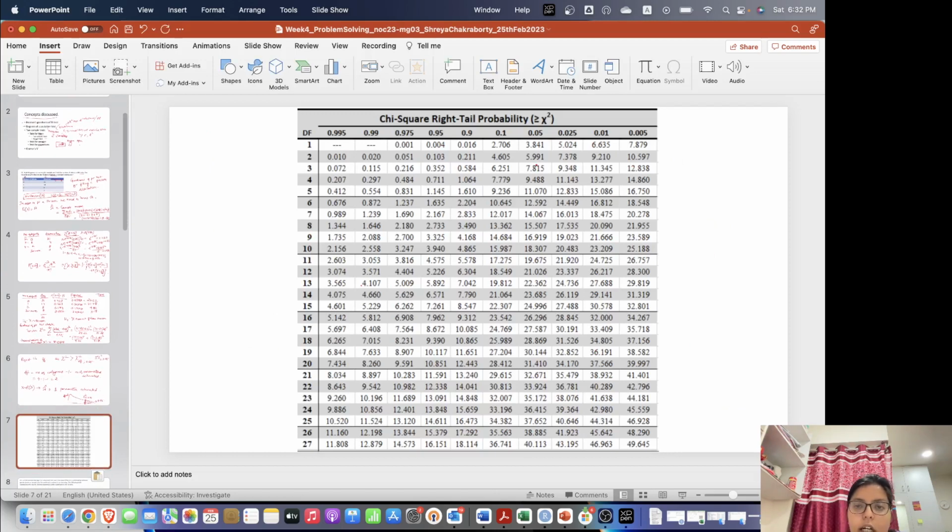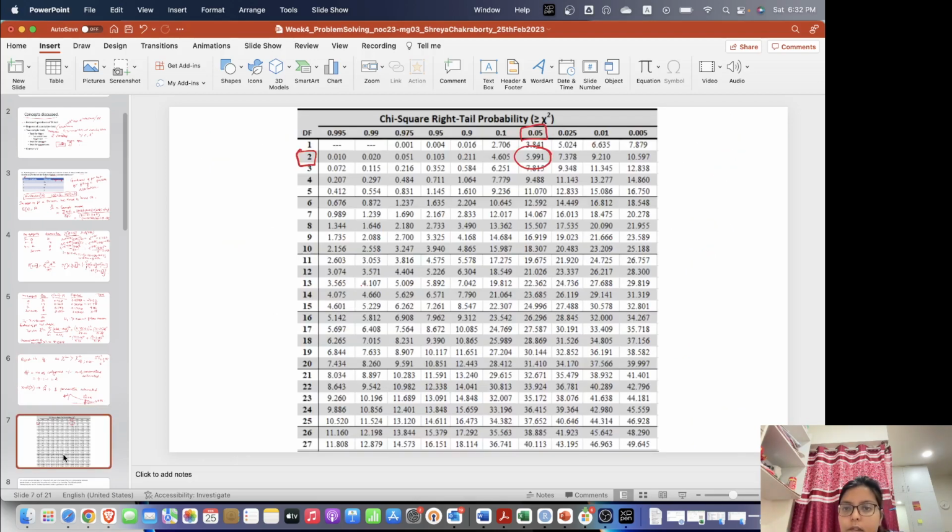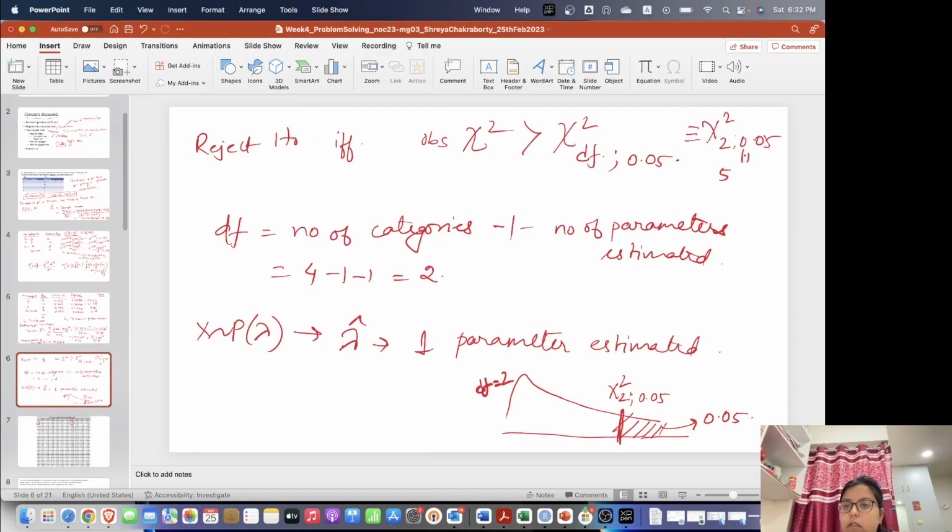So from here we have to find out chi-square 0.05 with degrees of freedom 2. This will be our upper alpha point. This point is 5.991.